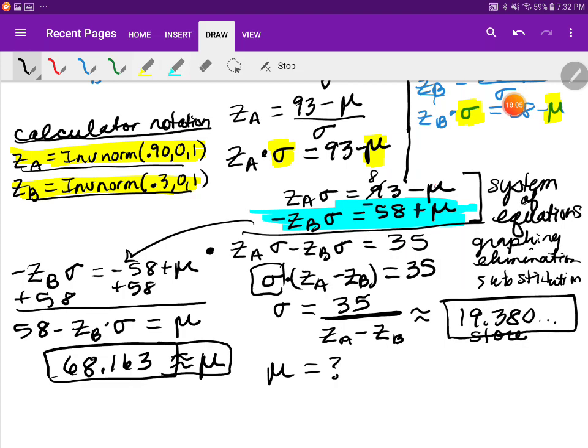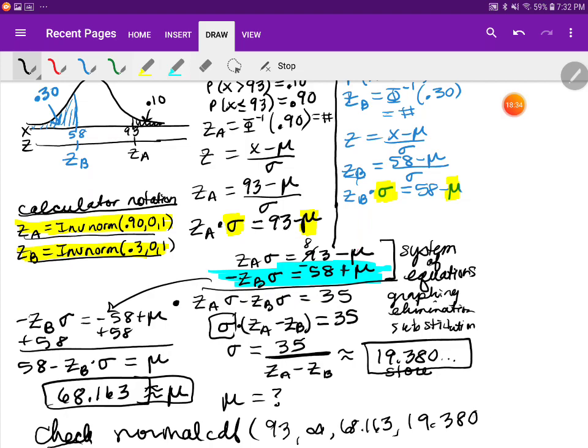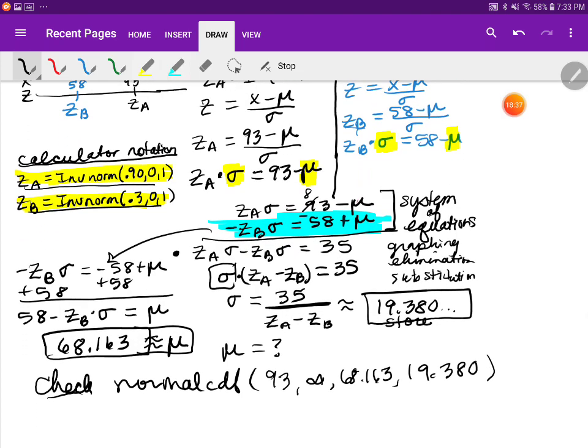Now I could check my answer by going forward. I have the sigma and the mu now, so this would just be a check. I could do normal CDF. Remember, you do left first. So we're back to my picture, 93 to infinity. And then my mu, which is 68.163, I'm just checking, so I'm just writing the decimal in, comma, 19.380 is my sigma. And again, I'm writing those decimals in just because I'm checking. And this should give me approximately 10%, if it works.